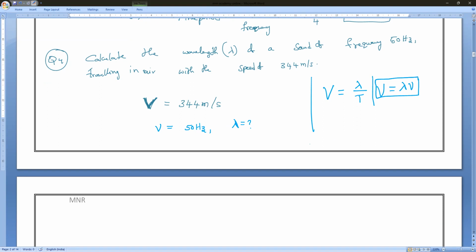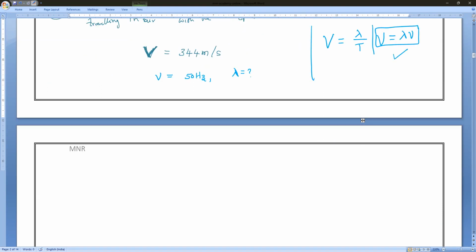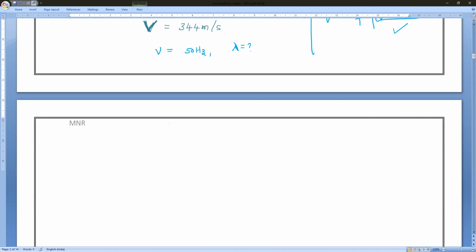Everyone? Yes? So from that, which formula do we have to use? First formula or second formula? Second formula. That is, wave speed is equal to wavelength into frequency. Now we want wavelength. Wavelength is equal to wave speed divided by frequency. Will you all agree with me? Yes, sir.